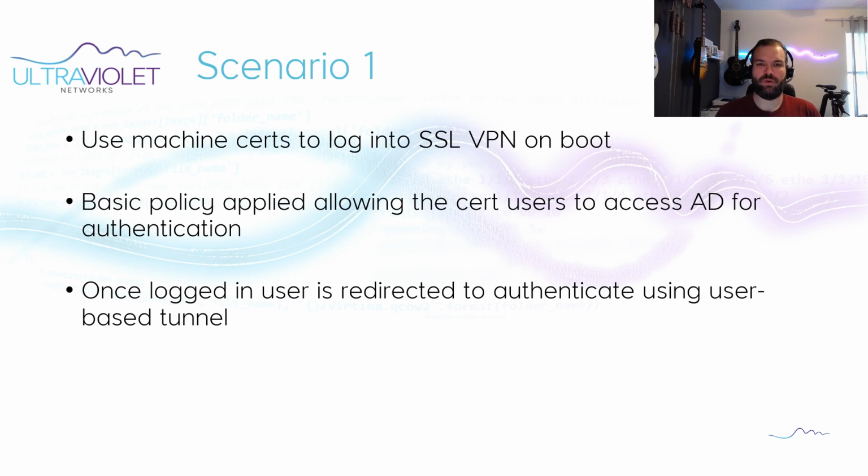So in the first scenario, we're going to go ahead and authenticate using machine certs. And that particular connection will only have access to Active Directory and the Active Directory requisite services. So it's not even going to be very broad access. Once the user is logged in, they will be prompted to authenticate to a user-based tunnel using some sort of SAML authentication. For the purposes of this video, we're going to go ahead and use Okta. Once they're authenticated to the SAML IDP, they will have the broader access as specified by firewall policy.